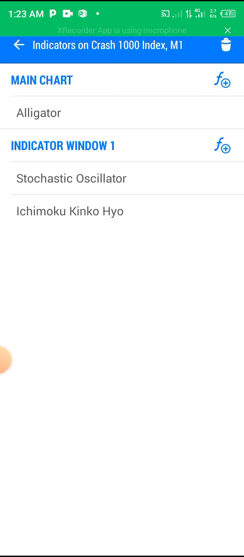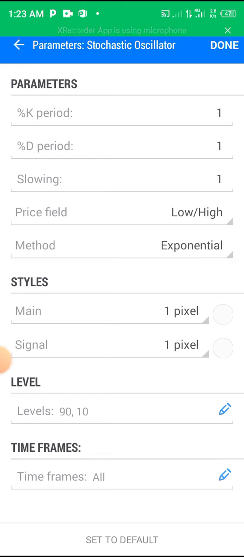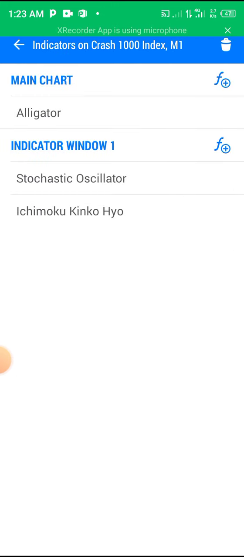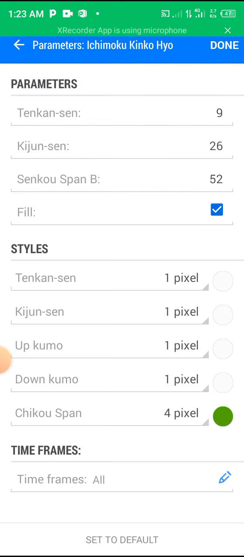So the next indicator will be the stochastic indicator on indicator window 1. As you can see, these are the parameters, guys. Screenshot it, write it down. Save it on your own chart, and after that you click on done. So the last indicator will be the Ichimoku. Okay, guys, these are the parameters for the Ichimoku. Just screenshot it and write it down, then you insert it on your own chart, then you click on done.